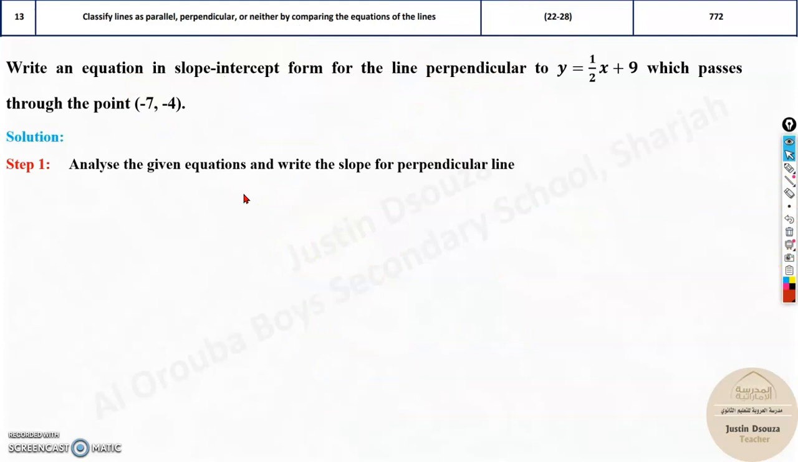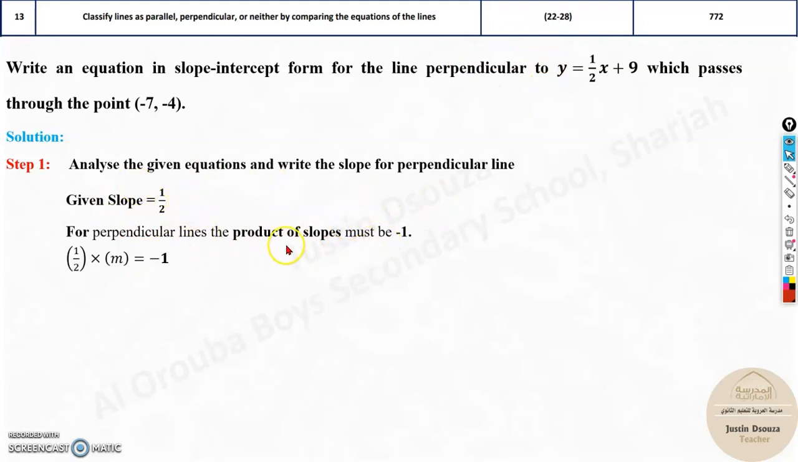Here, first, we need to analyze the given equations and write the slope for the perpendicular line. Now, this is the given slope, isn't it? What is the slope for the perpendicular line which we are about to draw? We don't know the slope, but we know the product of the two perpendicular line slopes must be -1. So the given line slope, 1/2, multiplied with the unknown slope m of our perpendicular line must be equal to -1.